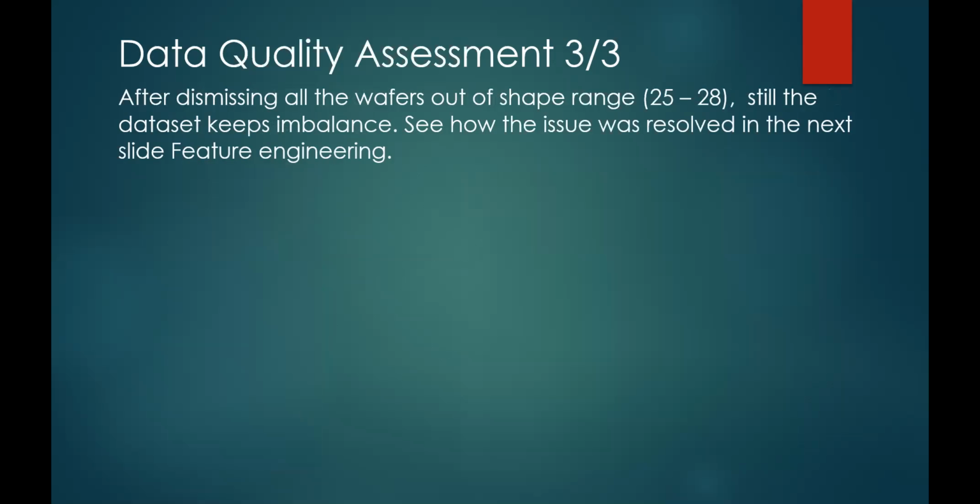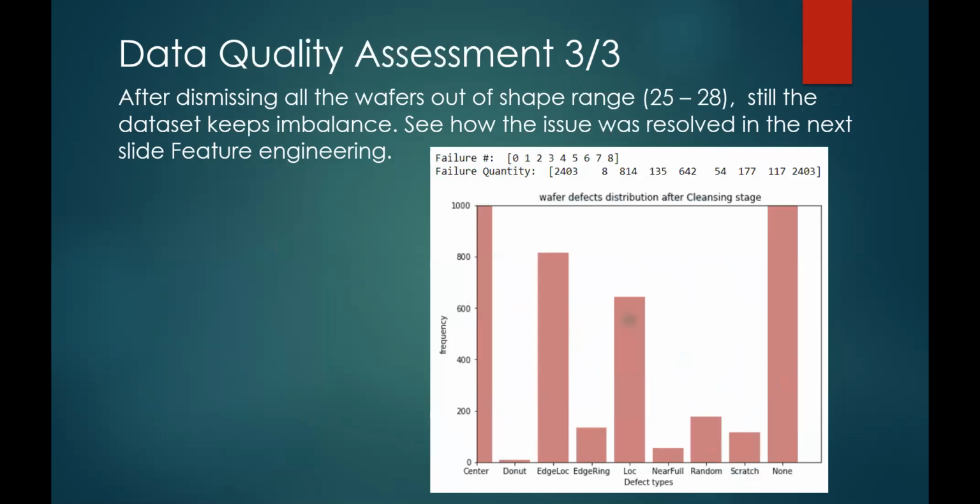After dismissing all the wafers outside the shape range 25 to 28, the data set is still imbalanced. You can see the minor class donut has only 8 samples, while the largest has 2,403 samples. This issue will be resolved using augmentation techniques.